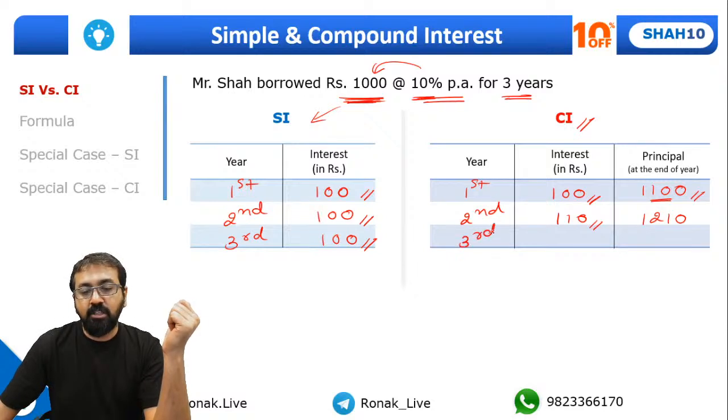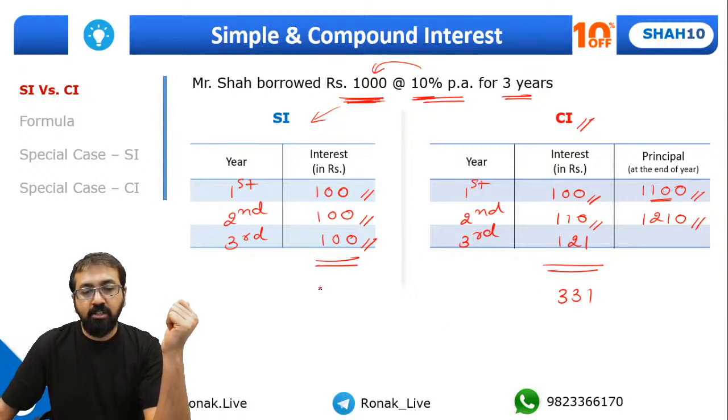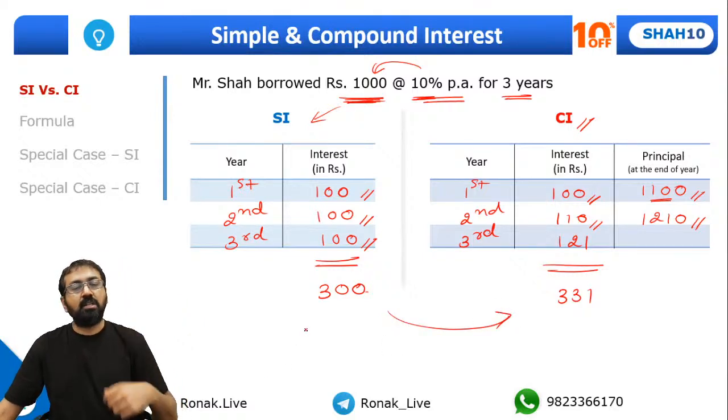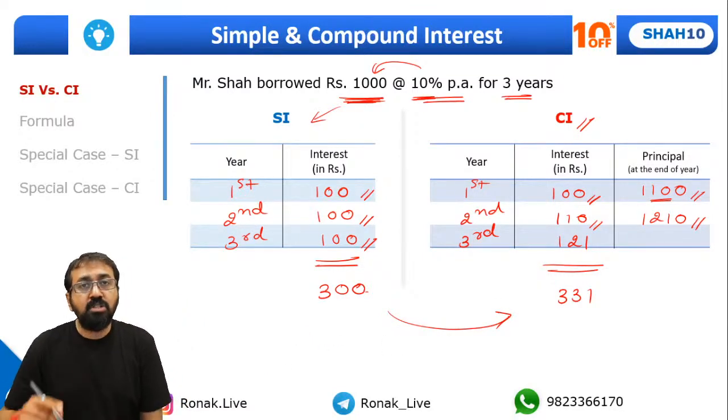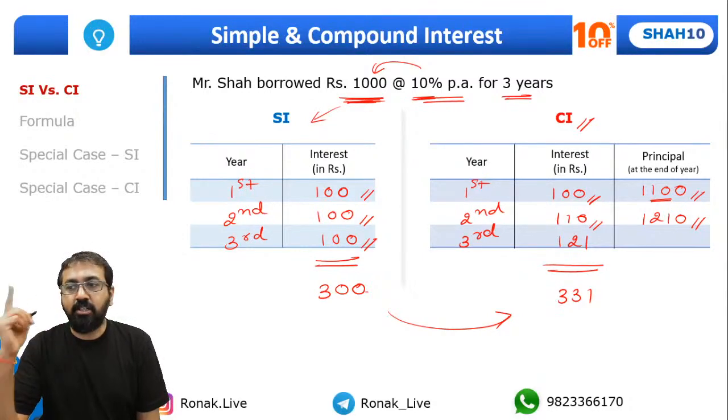Again for the third year, they'll calculate interest on this 1210. So it will come out to be 121 and so on and so forth. So the total interest that you'll pay over here is 331. The total interest that you pay over here is 300. So you always pay more interest in the compound interest case because you are not paying back the interest. So the bank will calculate interest on interest also. Are you all clear up to this point, everyone?